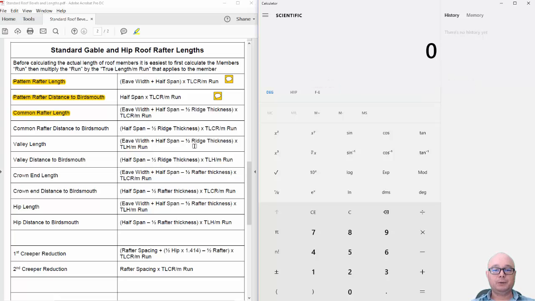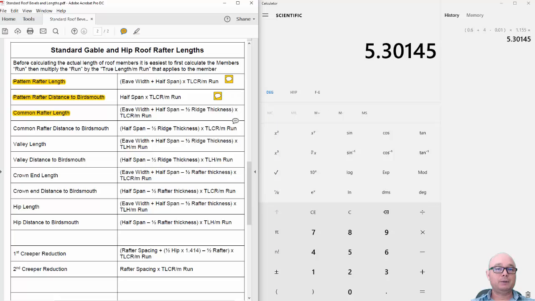Inputting that information into the calculator, we start with the brackets, and the eave width in metres is 0.600, plus the half span, which is 4 metres, minus half the ridge thickness, which is 10 millimetres. We put that in as metres again, 0.010. Close the brackets. We then multiply that by our true length of common rafter per metre run, which is 1.155, equals, and we get a common rafter length of 5 metres 300, and that 1 would round up to be a 2. So I'll just input that.